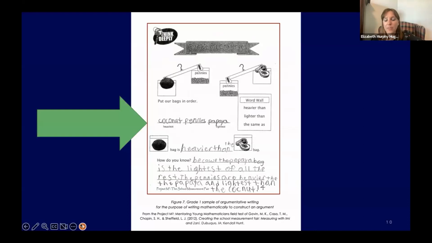Here's another example of argumentative writing. Again, these are all coming from Casa et al.'s document, and they have different places for you to fill in, and then that will, how do you know? Okay, going into a little bit greater detail with that discourse, that written discourse for your mathematical reasoning.